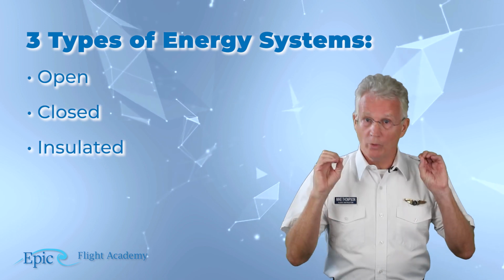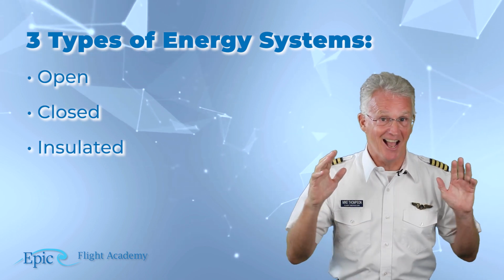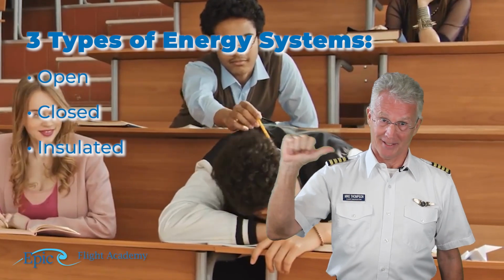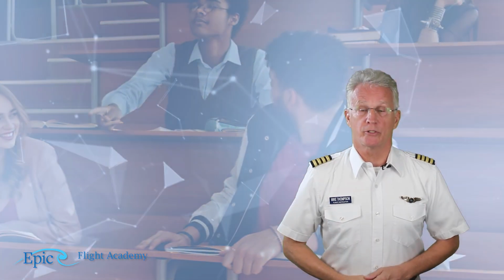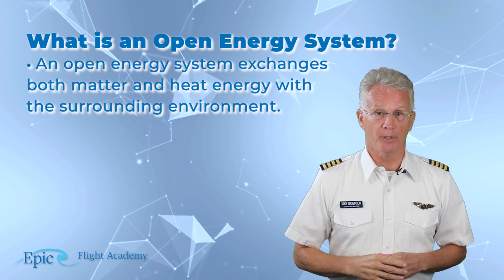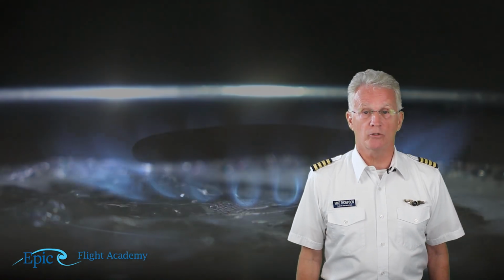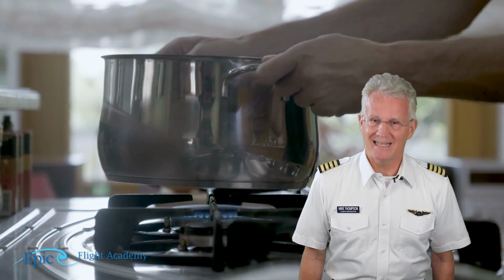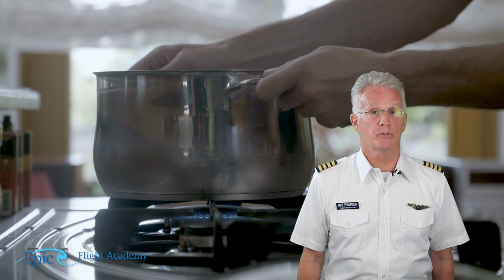Now, for everyone who was awake and paying attention in high school or college physics, take a quick break. And for the rest of us, an open energy system exchanges both matter and heat energy with the surrounding environment. Look at this pot with no lid boiling on the stove. The water going in and the steam boiling off is matter being exchanged with the atmosphere. And the heat going back and forth between the pot and the stove, when it is either heating or cooling, is heat energy being exchanged with the stove.